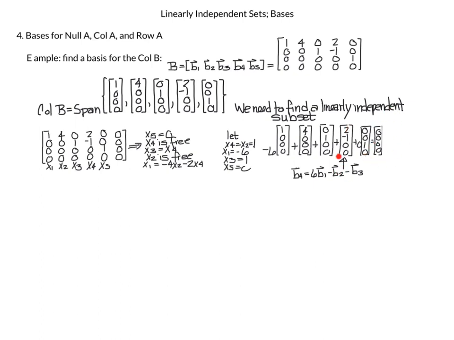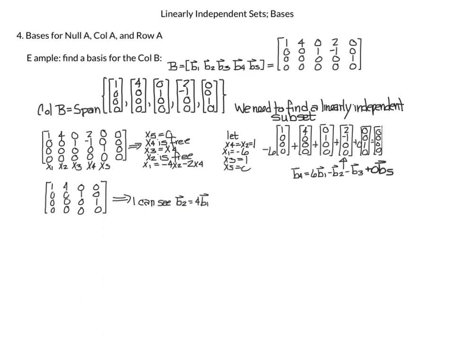And what I see is I chose b4, the fourth vector here in my matrix. I chose to say that that is dependent on my other vectors. It's equal to 6b1 minus b2 minus b3, and technically I should have said plus 0 b5. So the next thing I did is I looked at my remaining vectors, so I can see if there's anything that's linearly dependent.